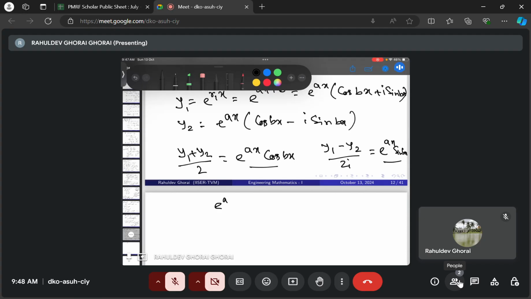So how? Let's do it. It's e^(ax) cos bx and e^(ax) sin bx. Now the derivative of e^(ax) sin bx, right, is negative of... sin bx plus a e^(ax) cos bx.